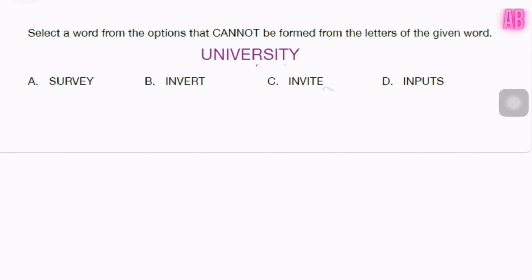Now moving on, in "white", I is here, N is here, V is here, I is here, T is here, E is here. Okay, so we can write down "white" as well. Moving on to the next option, that is D. I is here, N is here, P. P is not here, which means the word "input" cannot be formed using the letters from the word university. So our answer is D.